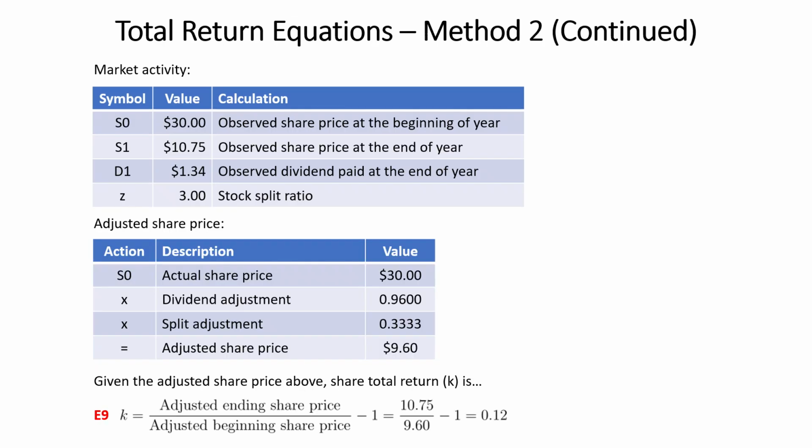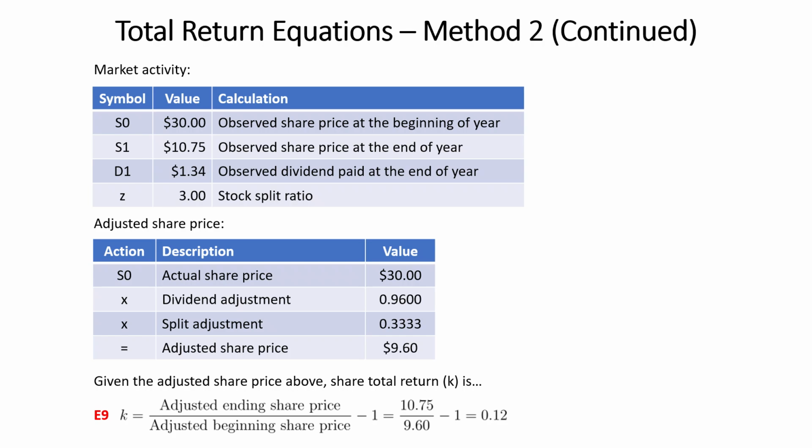In this slide, we'll talk about how we actually apply the dividend adjustment and the stock split adjustment from the preceding slide to share prices in order to get an adjusted share price. So the first table there is market activity. This is what we can observe from the market, basically the same table from the preceding slide. And now we want to get to adjusted share price. And remember that we had the dividend adjustment of 0.96 and the stock split adjustment of approximately 0.33.